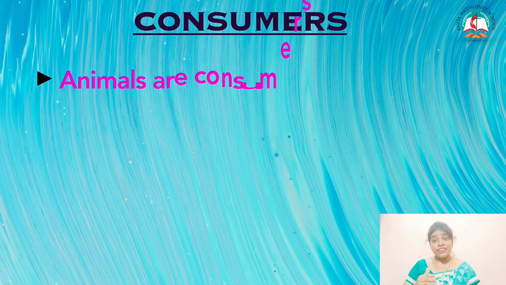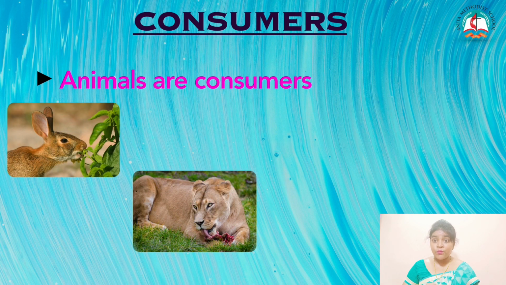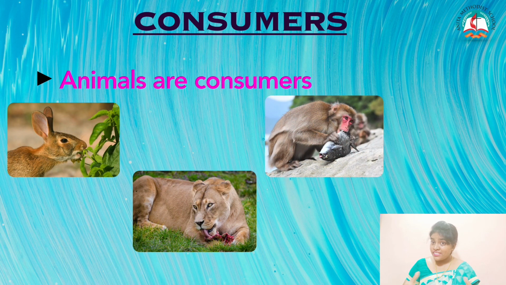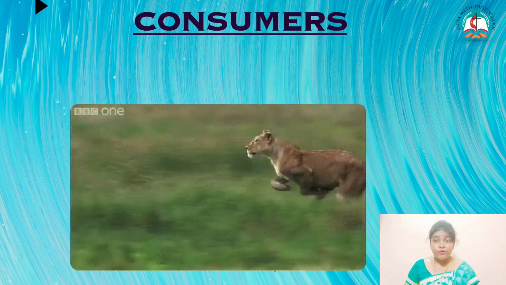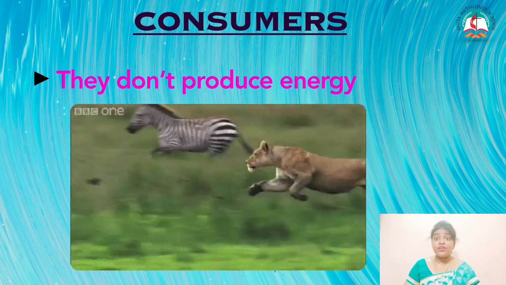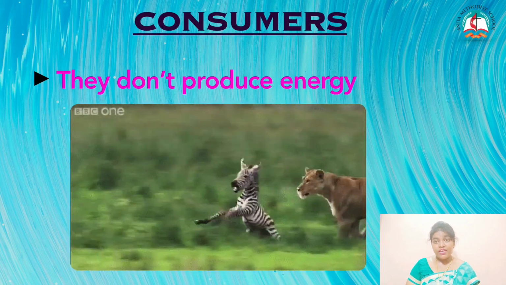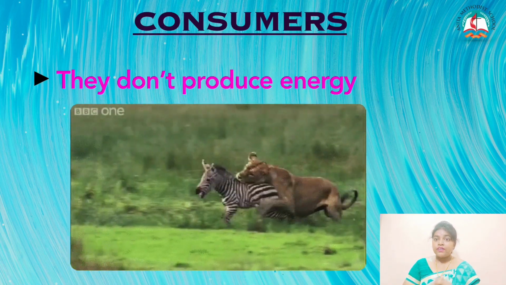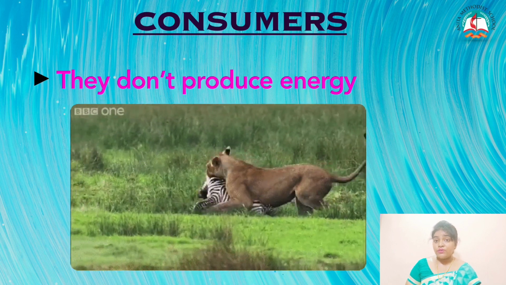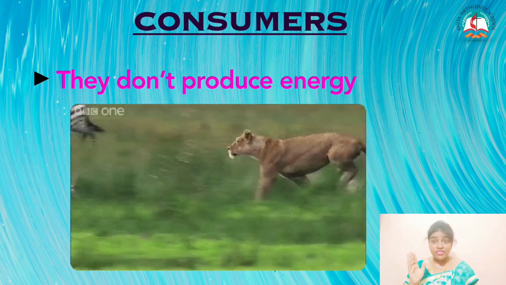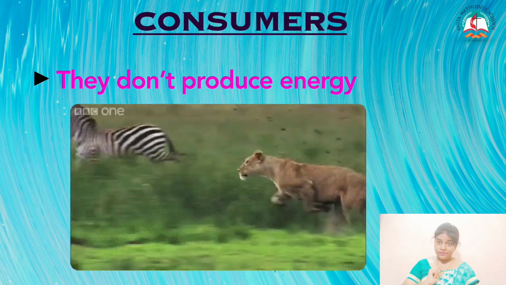Okay, and the next one, consumers. The word consumers itself is explainable. It consumes the food. Animals are called consumers. Why are they called consumers? Because they depend on the producers. Okay, they do not produce their own food, but they depend on other living things. For example, giraffe eats the grass. So giraffe is a consumer because it consumes the grass.